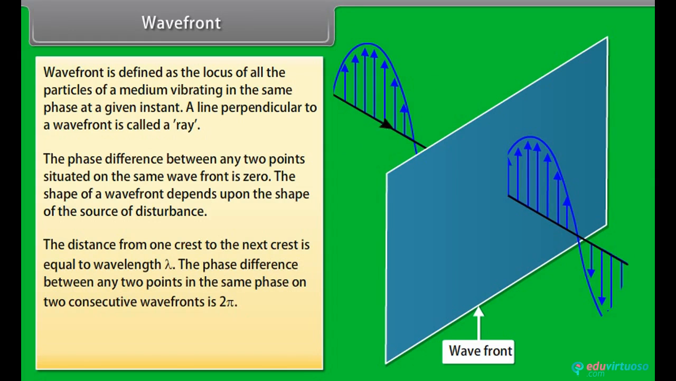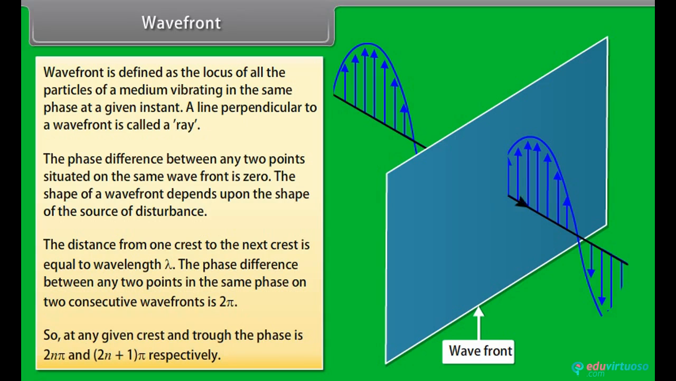The distance from one crest to the next crest is equal to wavelength lambda. The phase difference between any 2 points in the same phase on 2 consecutive wavefronts is 2 pi. So, at any given crest and trough, the phase is 2n pi and (2n plus 1) pi respectively, where n is an integer. Types of wavefronts.